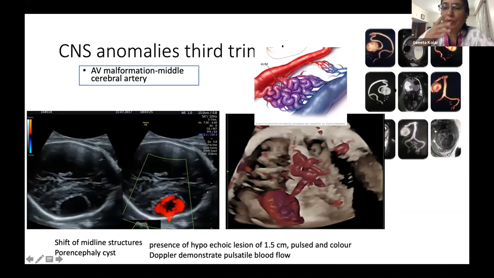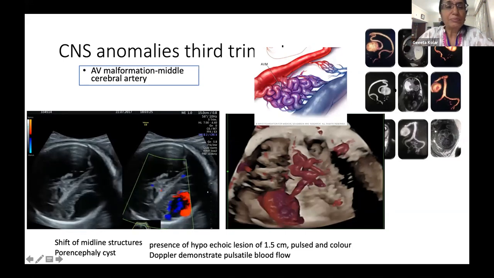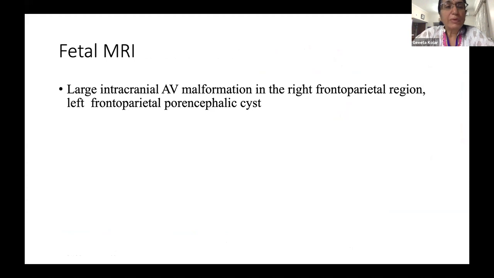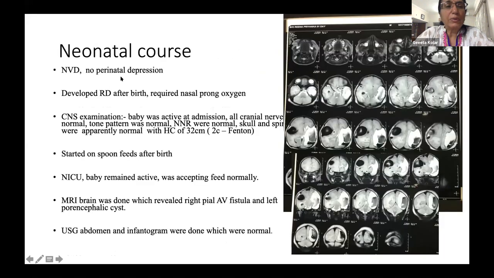This was the MRI after birth. On MRI after birth, we found a large intracranial AV malformation in the right frontoparietal region and porencephaly. So how was the neonatal course? There was a normal vaginal delivery. This is the MRI after birth.